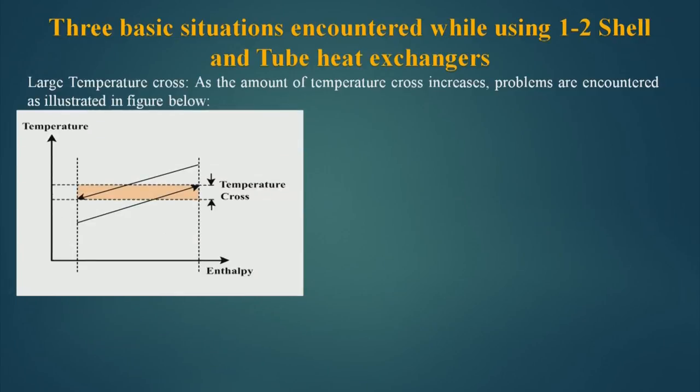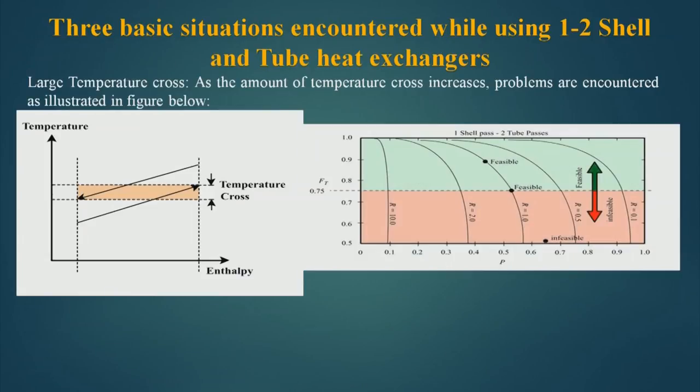A third type of situation will occur when there is a large temperature cross. Now, if I map this type of heat exchanger where there is a large temperature cross, then it will map into the infeasible region of the FT versus P curve. And here the value of FT will be far lower than 0.75. In such a situation, either the heat exchanger is not designed or a multi-cell heat exchanger has to be designed to improve the FT factor to more than 0.75.